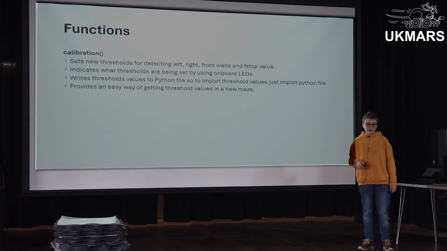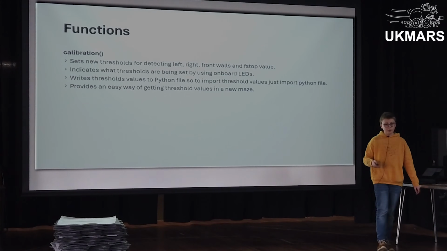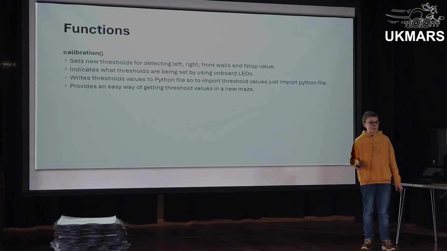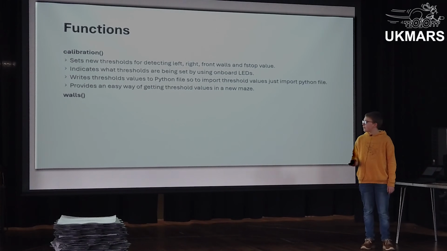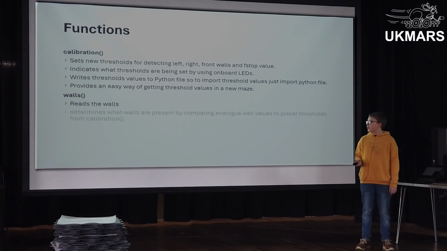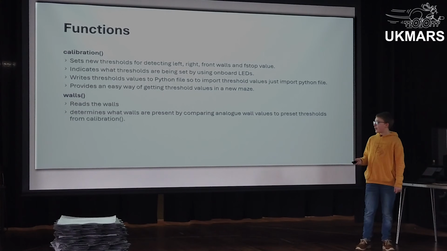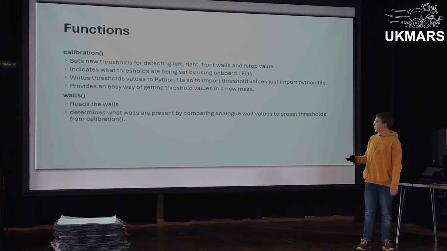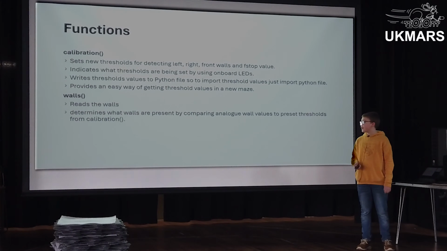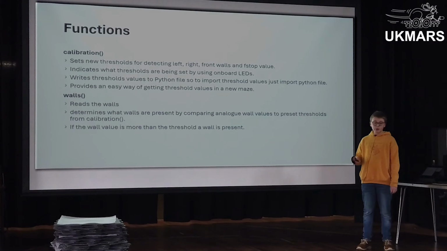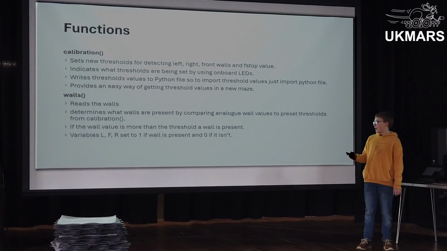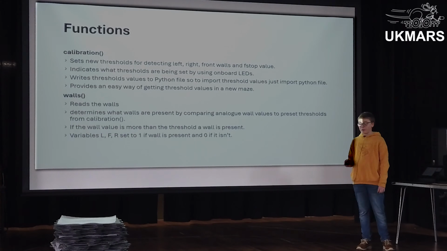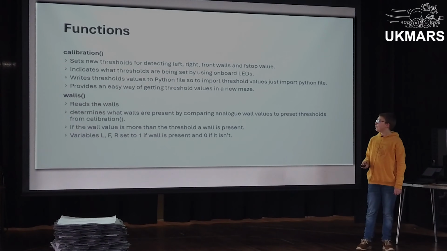This provides an easy way of getting new threshold values for a new maze, as different mazes have different reflection values. And walls reads the walls. It determines what walls are present by comparing analog wall values to the preset thresholds from calibration. If the value is more than the threshold, the wall is present. Variables L, F and R are set to 1 if the wall is present and 0 if it isn't.